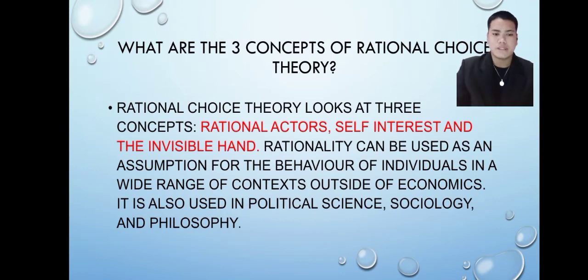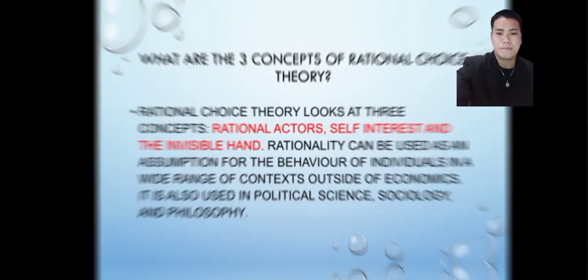What are the three concepts of rational choice theory? Like I said in the third slide, rational choice theory has three concepts: rational actors, self-interest, and the invisible hand. Rationality can be used as an assumption for the behavior of individuals in a wide range of contexts. Outside economics, it is also used in political science, sociology, and philosophy.